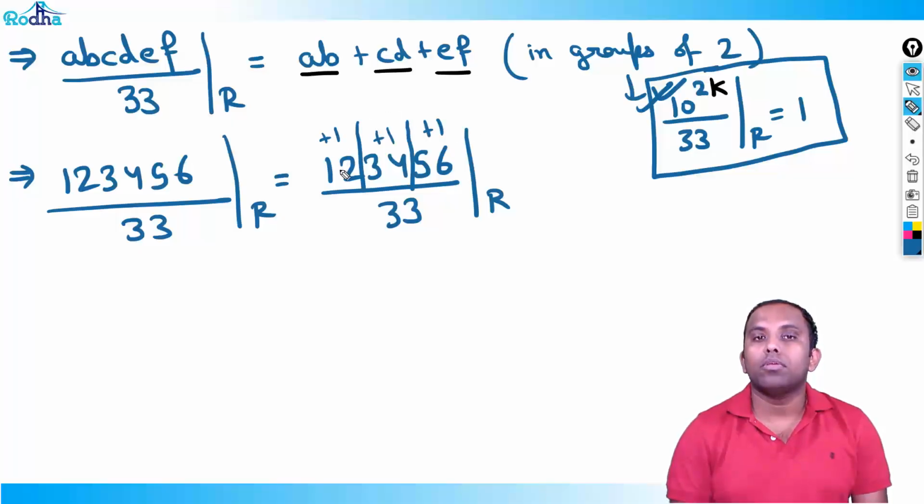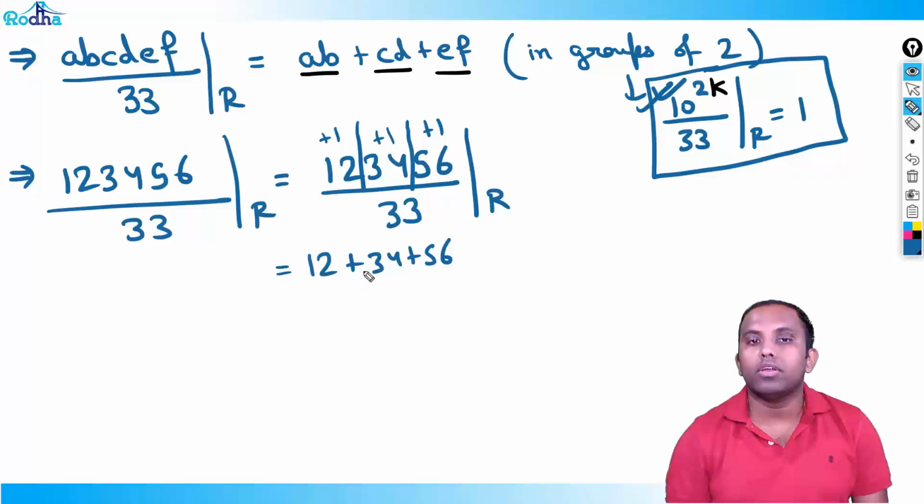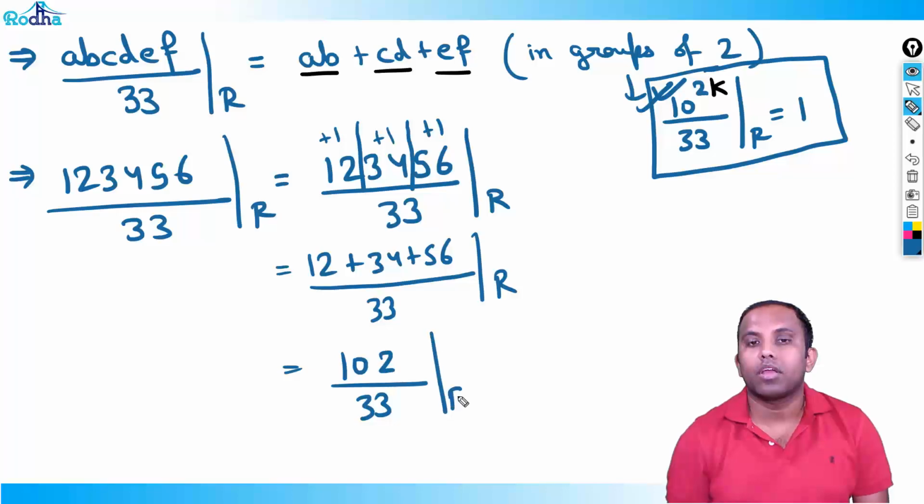Okay, plus 1 means we have to add all the groups. There are 3 groups of 2, 2 here. Since all are plus 1, add all the groups. So 12 plus 34 plus 56. How much did we get? Now there is a number greater than 33, so again you can divide by 33. You'll get 102, divide by 33, remainder? Now an important step here. You can directly do 33 into 3 is 99. So the remainder is 3. That is the answer, correct?